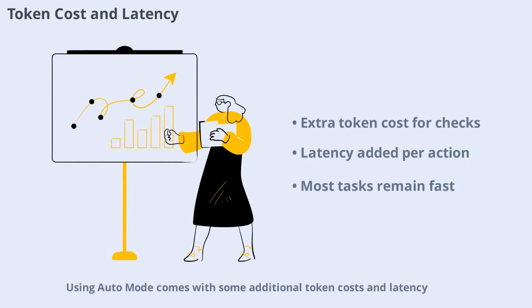Using Auto Mode comes with some additional token costs and latency. Each classifier check sends a portion of your conversation transcript plus the pending action to the classifier model. The extra cost mainly comes from shell commands and network operations. However, read-only actions and file edits in your working directory don't trigger a classifier call, so those are free. Each check adds a small round trip of latency, but on most tasks, you won't notice any significant delay.